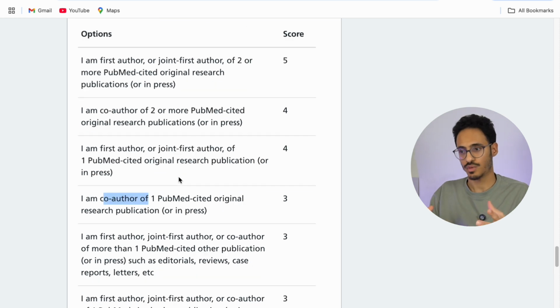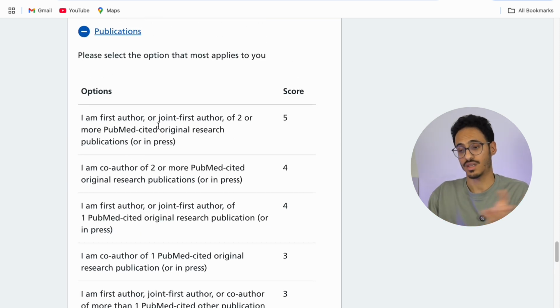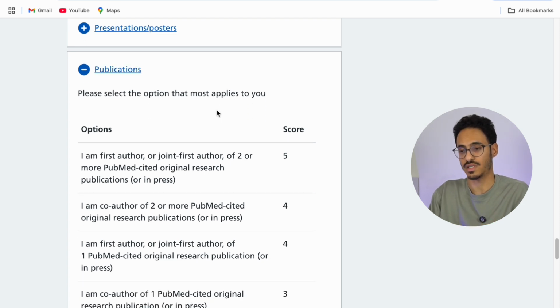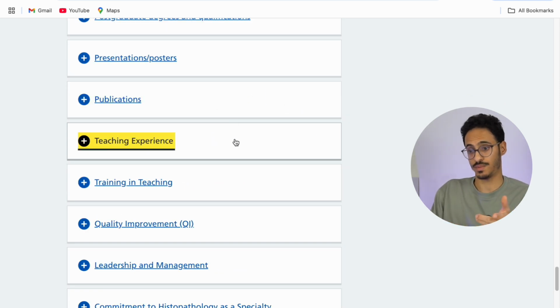Once that research is published, you can use that paper as evidence, and they can clearly see your name up there as a co-author or a lead author. The next domain is the teaching experiences.